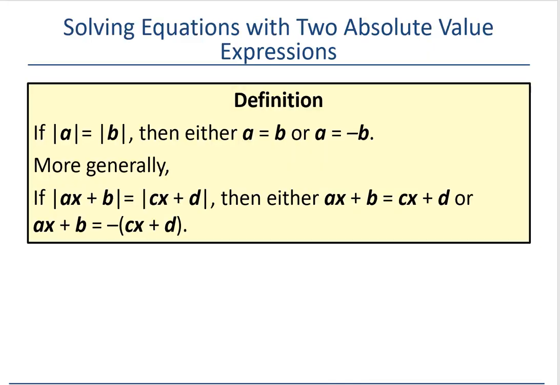So definition. If the absolute value of a equals the absolute value of b, then either a equals b or a equals negative b. More generally, if an absolute value expression equals another absolute value expression, then either ax plus b equals cx plus d, or ax plus b equals the negative. That's a lot of word salad. I don't want you to get lost in this. This is what this means.